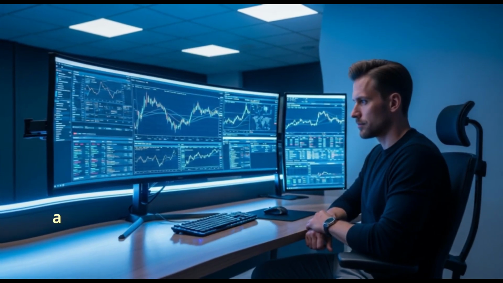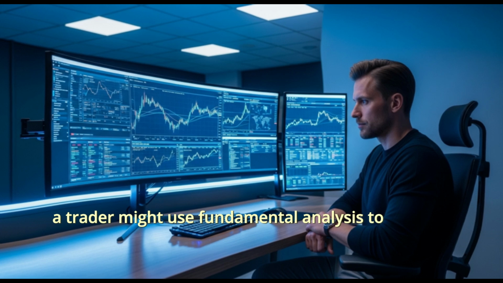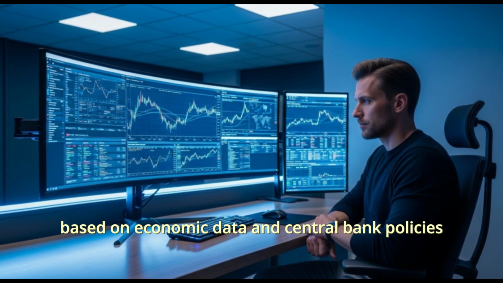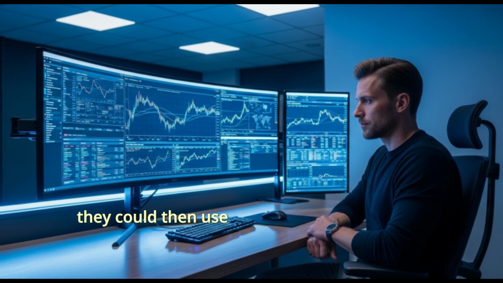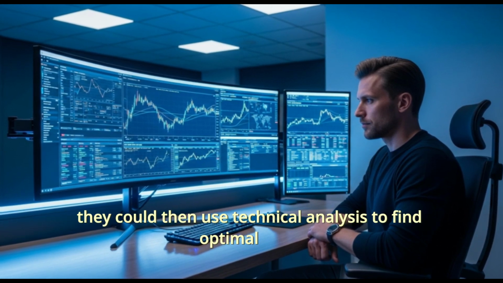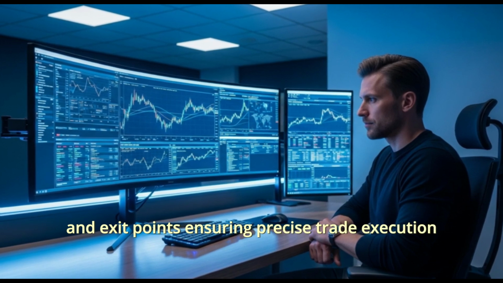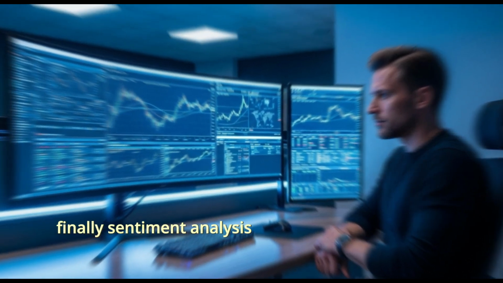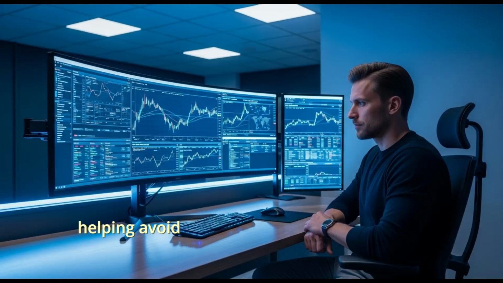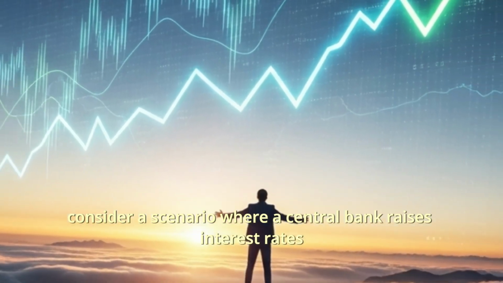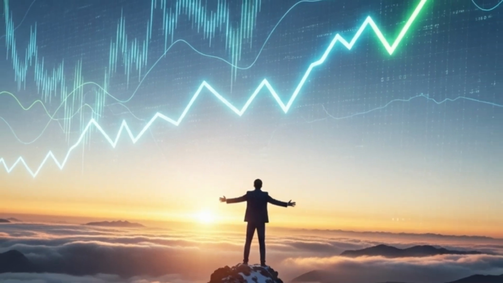For example, a trader might use fundamental analysis to identify a strong currency based on economic data and central bank policies. They could then use technical analysis to find optimal entry and exit points, ensuring precise trade execution. Finally, sentiment analysis could be used to confirm whether the market is overcrowded, helping avoid trades that are likely to reverse. Consider a scenario where a central bank raises interest rates, signaling a strong economy.